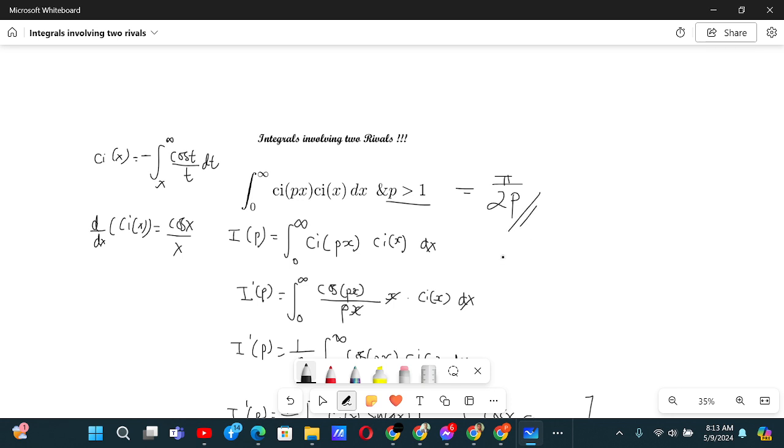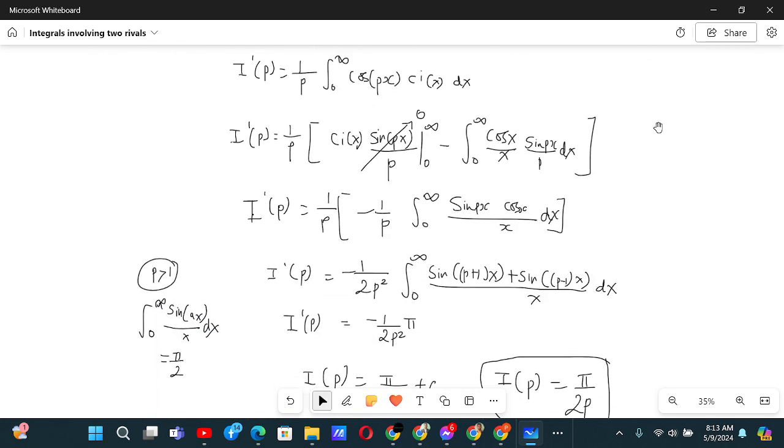So this was it. The flow was to use first Feynman's technique and then integration by parts, and that's all the problem.